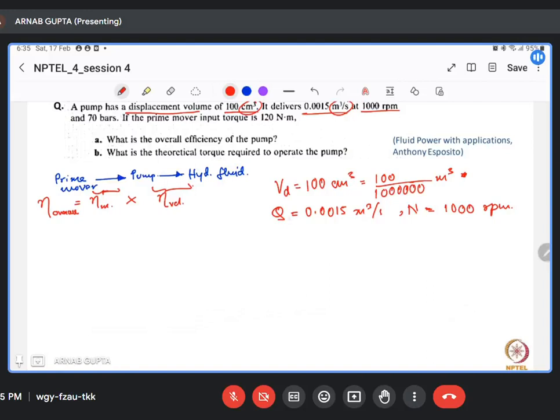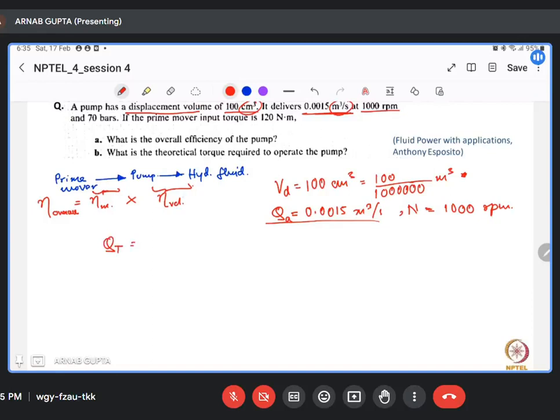What is this particular discharge? This is basically the delivery, the amount of fluid that the pump actually delivers. So this is nothing but the actual discharge. I'm denoting it as QA. Then what would be my theoretical discharge?